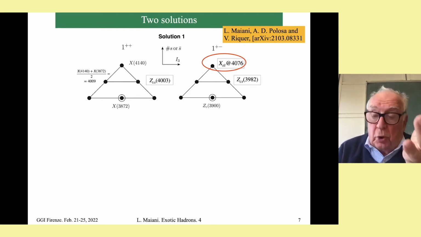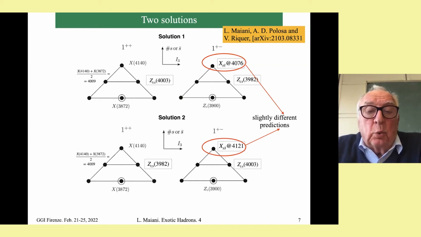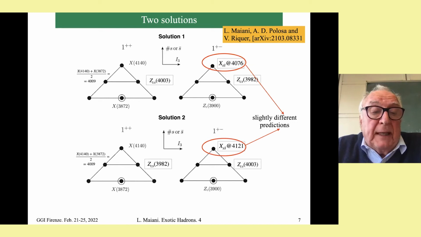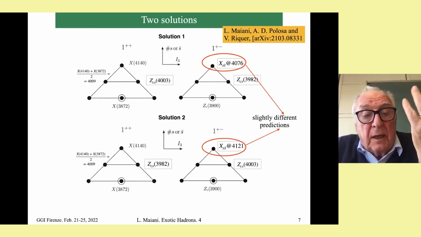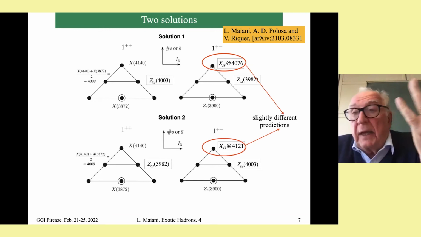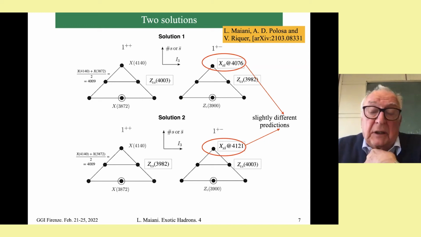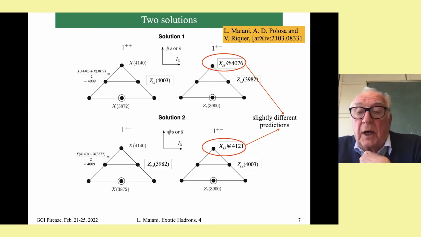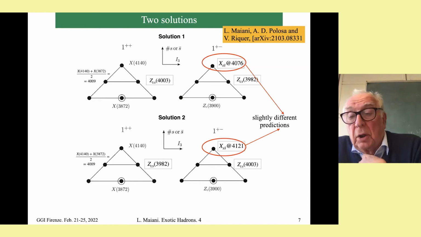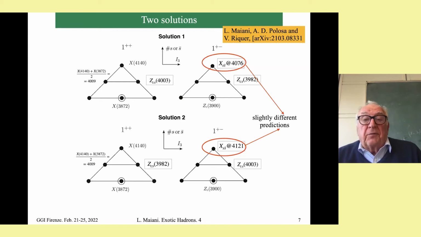The other solution is when you exchange the two and you say that the BES 3982 has to go with the X3872, and you would predict 4009. Now, 3982 is not so far from 4009, that's 20 MeV or so, okay, 30 MeV or so. So it's still tolerable, although it's of worse quality. And 4003 would go not badly with the 3900. And so you would predict the S S bar state missing at 4121. So these are two possibilities. I would prefer the first solution, but I cannot exclude the second solution. This is it.